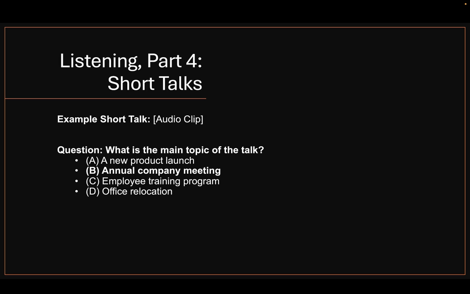C, the employee training program, was incorrect because it was not mentioned at all. Also D, office relocation, was not mentioned. So you can see that paying attention to the details of this conversation can lead you to the correct answer, the annual company meeting, which is B.